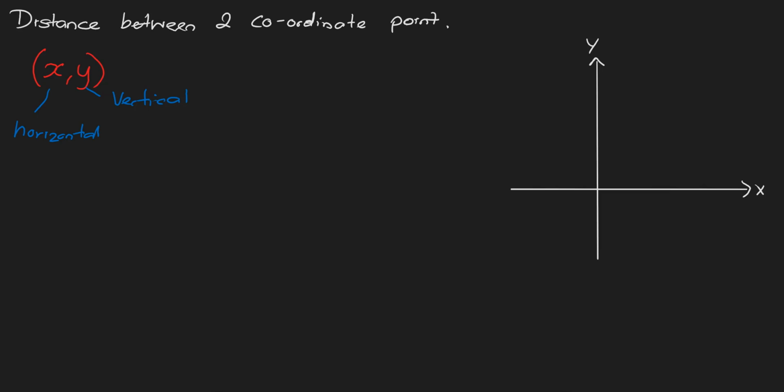Right, and then we're going to try and determine the length between these two coordinate points, or the distance. So let me start off with just a basic example. Let's just say I have something like this. So we've got x1 and y1. And we have another coordinate point over here, and we'll just say it's x2 and y2.